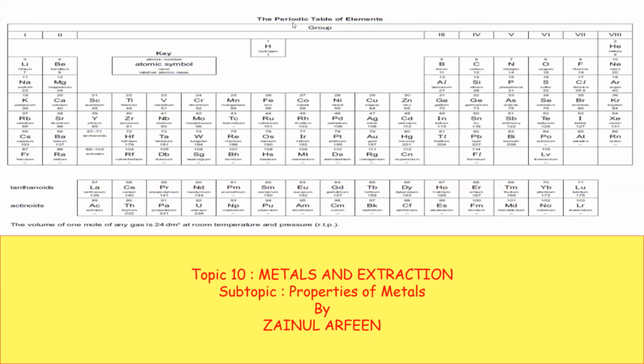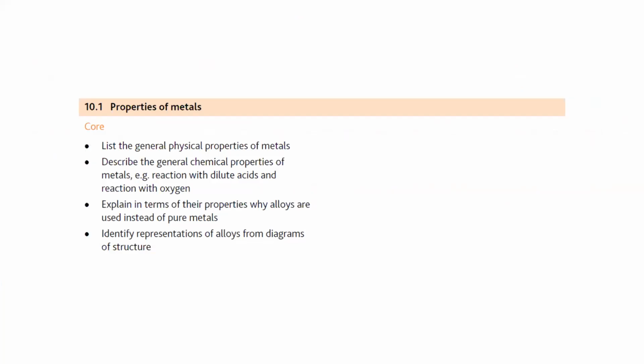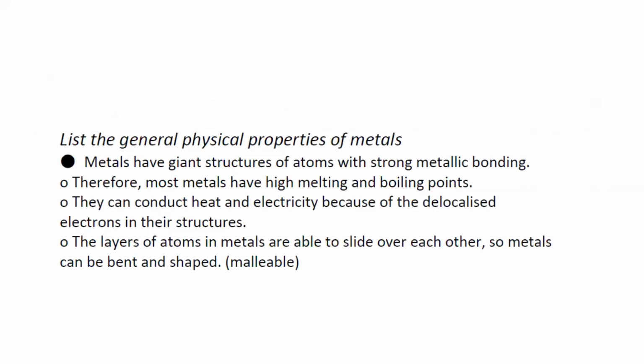So, chapter 10, which is about metals and extraction. The subtopic first, we'll start with the properties of the metal. So, what are these? These are the learning objectives: the general physical properties of the metal. Metals have a giant lattice structure of positive ions and free, or delocalized, electrons.